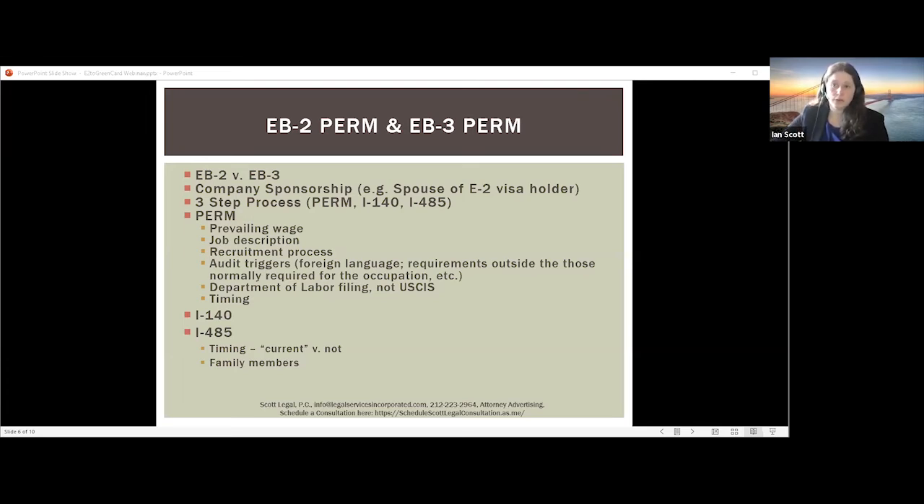It's also important to note that for this, you can sponsor your family members as you can for the EB1A and the EB2 NIW. Your family members can be dependents on your application. They can file their own I-485s or consular process, and that is allowed for spouses and any children, unmarried children under 21.